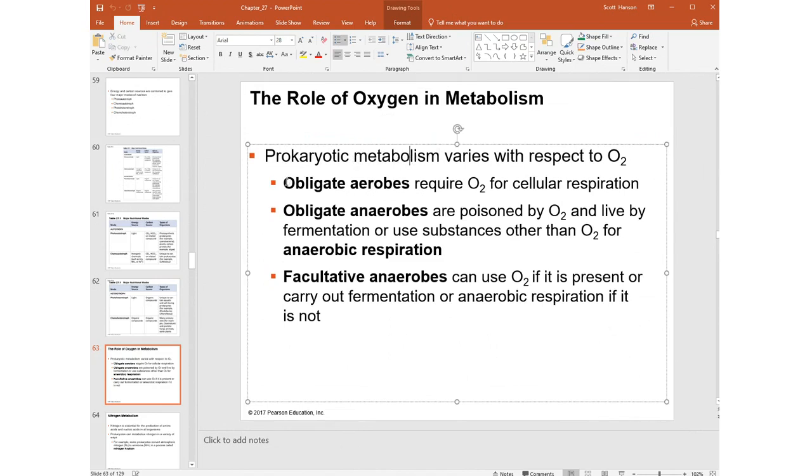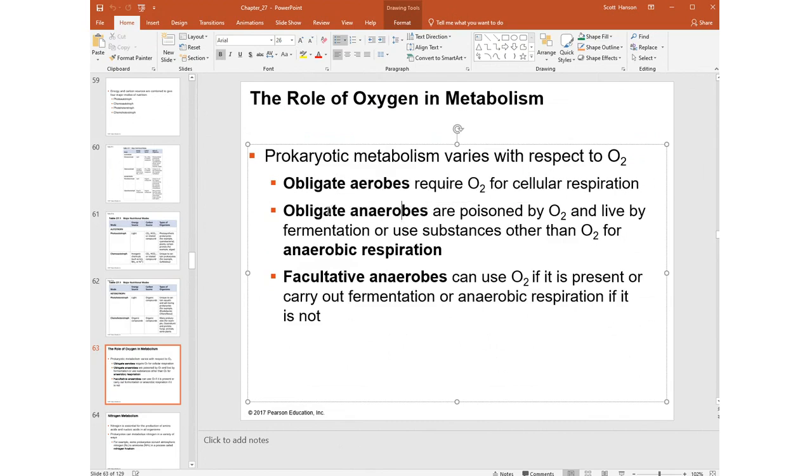So there are obligate aerobes and obligate anaerobes, and facultative anaerobes. Obligate means they're required to do something, and aerobe means with oxygen. So obligate aerobes require oxygen for cellular respiration. They can't perform cellular respiration without oxygen. It's required. But obligate anaerobes, so anaerobe means without oxygen.